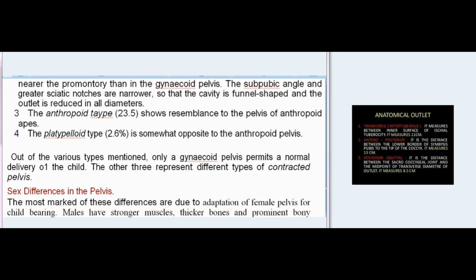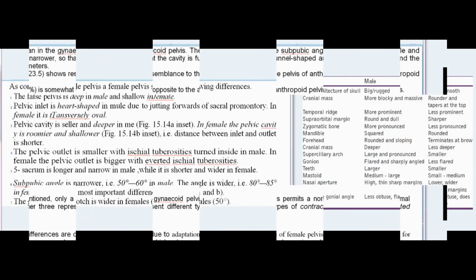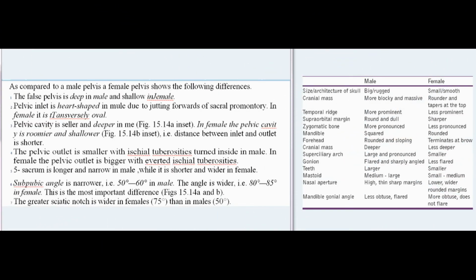4. The platypelloid type, 2.6%, is somewhat opposite to the anthropoid pelvis. Out of the various types mentioned, only a gynecoid pelvis permits a normal delivery of the child. The other three represent different types of contracted pelvis.